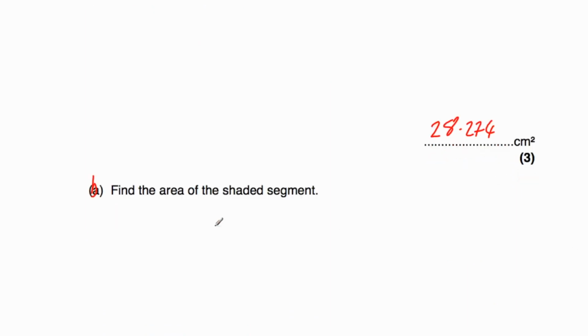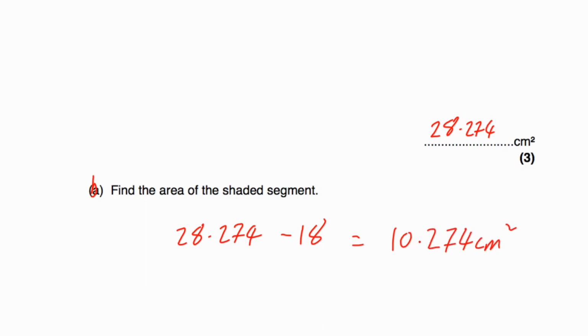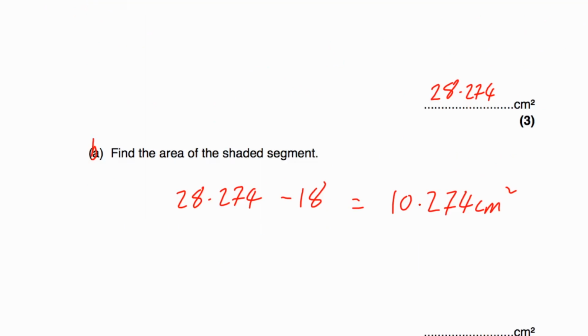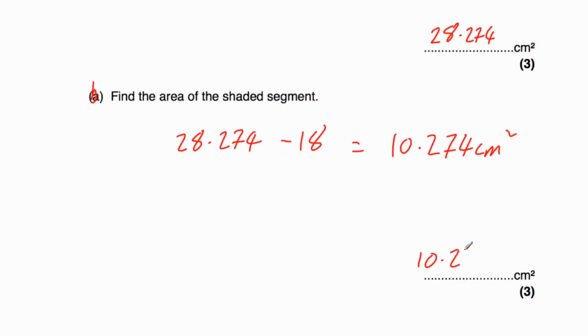So 28.274 take away 18 would be equal to 10.274 centimetres squared. So the area of that shaded region is 10.274 centimetres squared, the area of the segment.